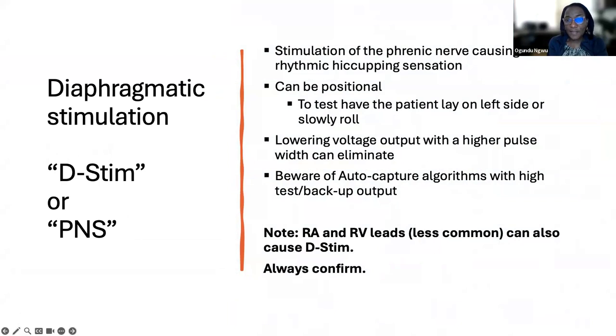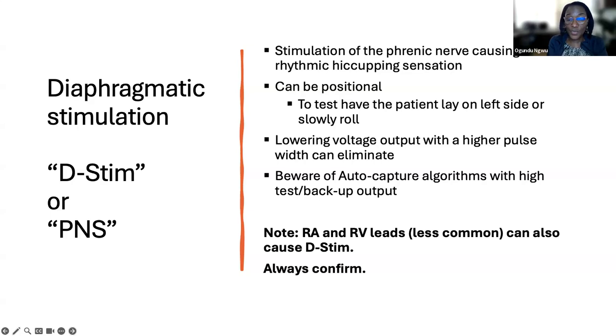So phrenic nerve stimulation is a real big problem in doing these implants. And so when we do pacing, after I put my LV lead in, the first thing I do is to check for diaphragm. Because if diaphragmatic capture is less than LV capture threshold, then it's a non-viable option. And it can be positional. And sometimes you identify it in the lab.